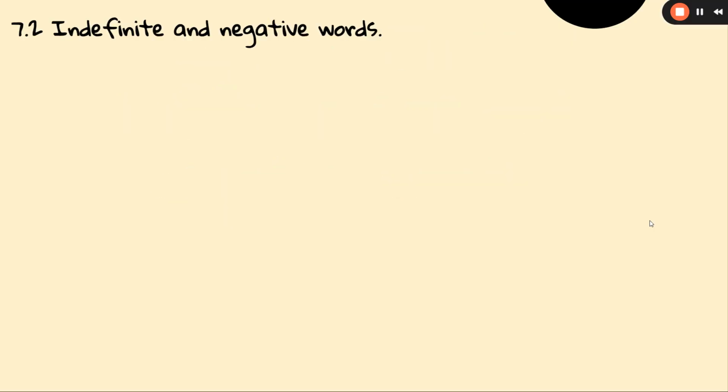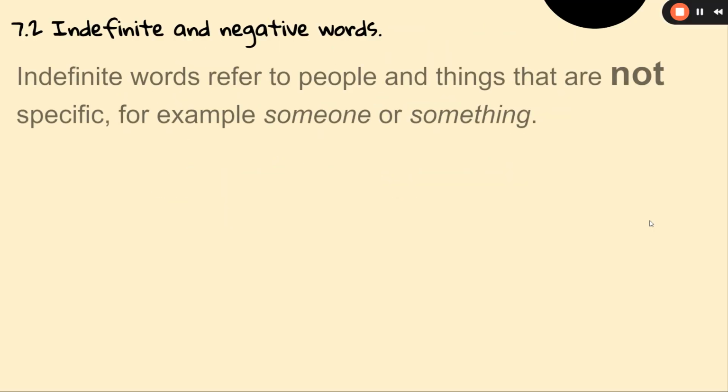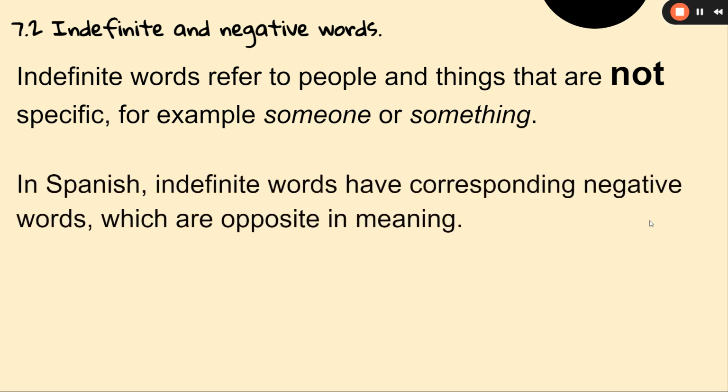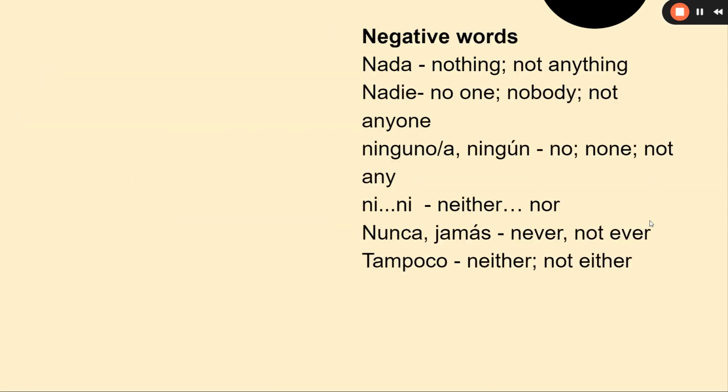Affirmative and negative words. Okay. Indefinite words refer to people and things that are not specific. For example, someone or something. Indefinite words have corresponding negative words, which are the opposite in meaning.